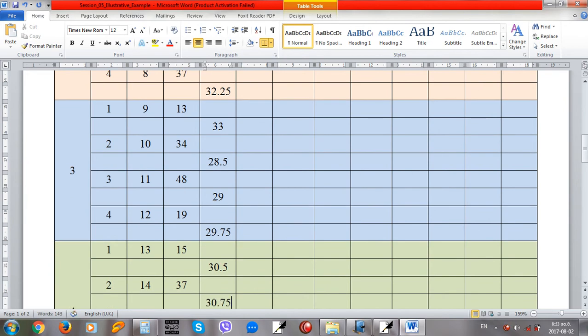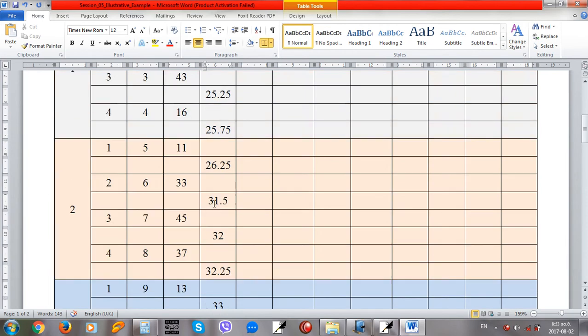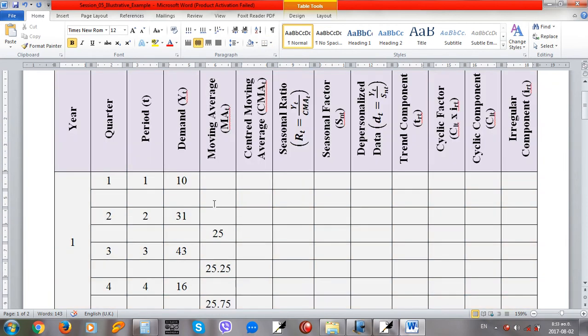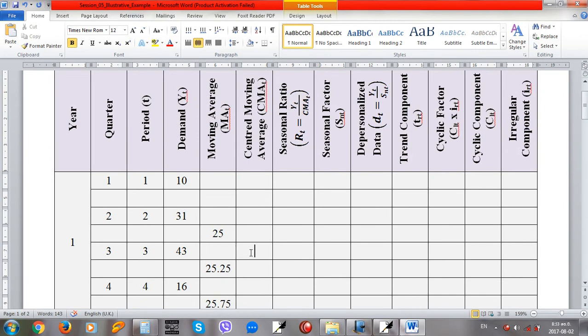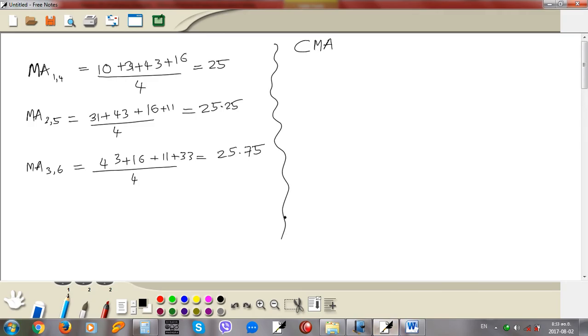Right, these are the values for this column. Next, as I explained, L is an even number, so you need to find the centered moving averages. The first centered moving average comes here, when t equals 3. First we find CMA3, then CMA4, then CMA5.